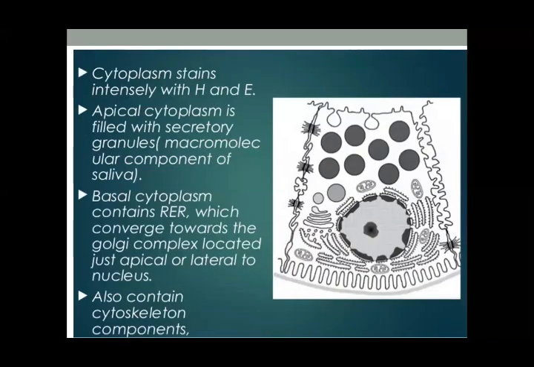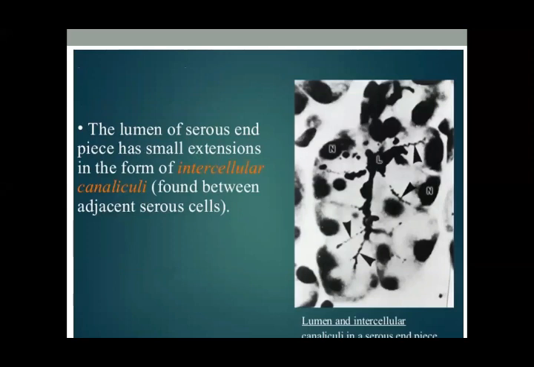The cytoplasm stains intensely and is typically filled with secretory granules containing macromolecular components of saliva. The basal cytoplasm contains rough endoplasmic reticulum, which converges towards the Golgi complex, located just apical and lateral to the nucleus. It also contains cytoskeleton components. The lumen of serous acini has small extensions in the form of intercellular canaliculi formed between adjacent serous cells.